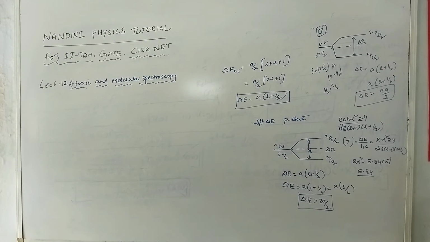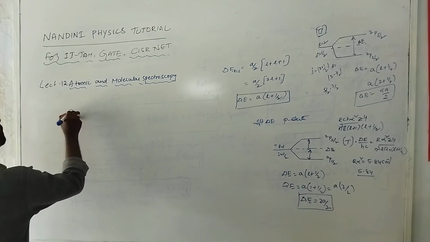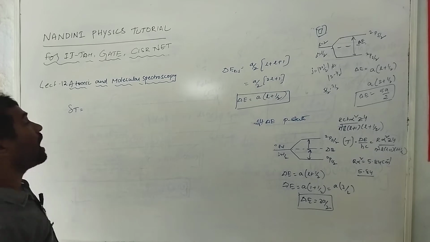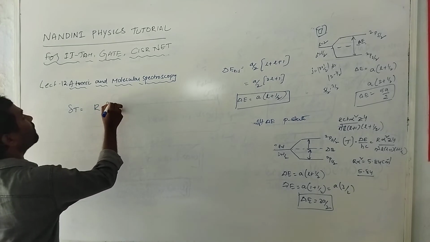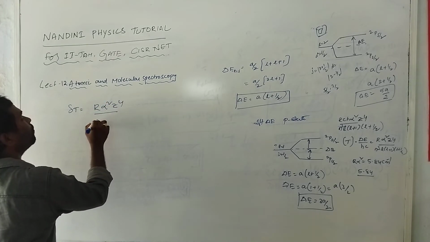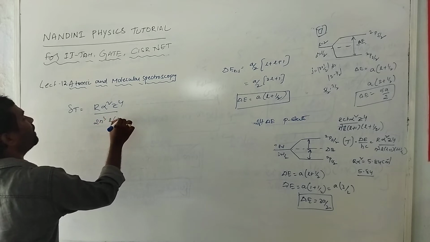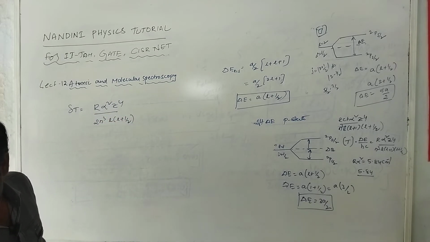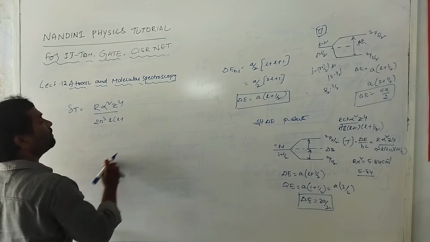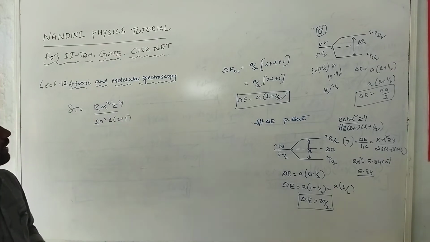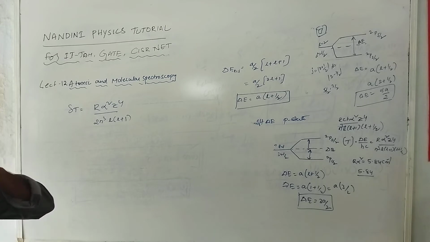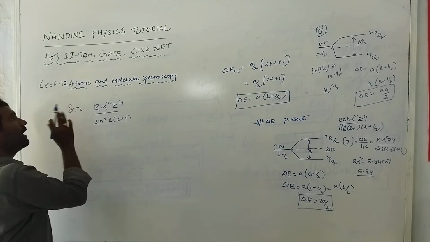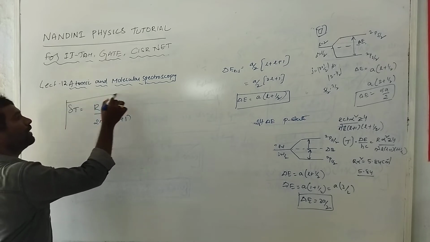See, this is delta T. So delta T is equal to the term shift, R alpha square Z power 4 by 2 n cube, L into L plus half. I think it is n plus half, not n plus L plus 1. So it is 2 n cube L into L plus 1. From this equation, in the previous session I explained up to here.